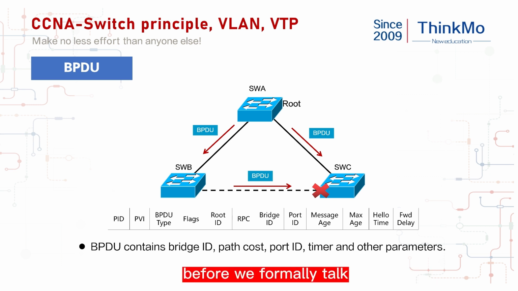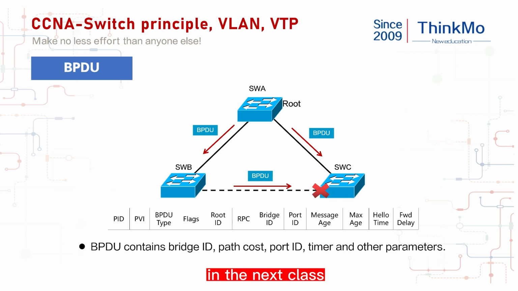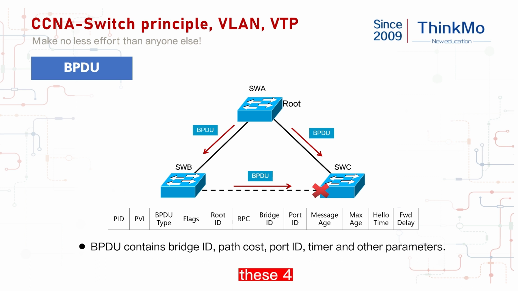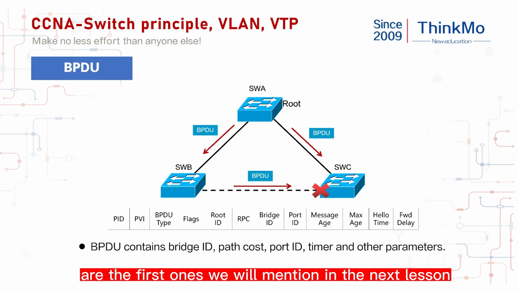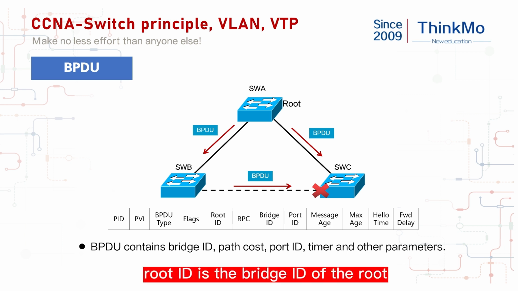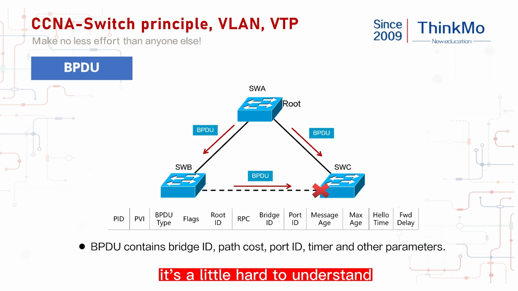Before we formally talk about the content of this message, let's first look at a few core parameters in it. In the next class we're going to do some data comparisons. These four are the ones we will mention in the next lesson. In this lesson, let's briefly talk about them. First, there is the root ID. Root ID is the bridge ID of the root. BID is bridge ID. It's a little hard to understand.